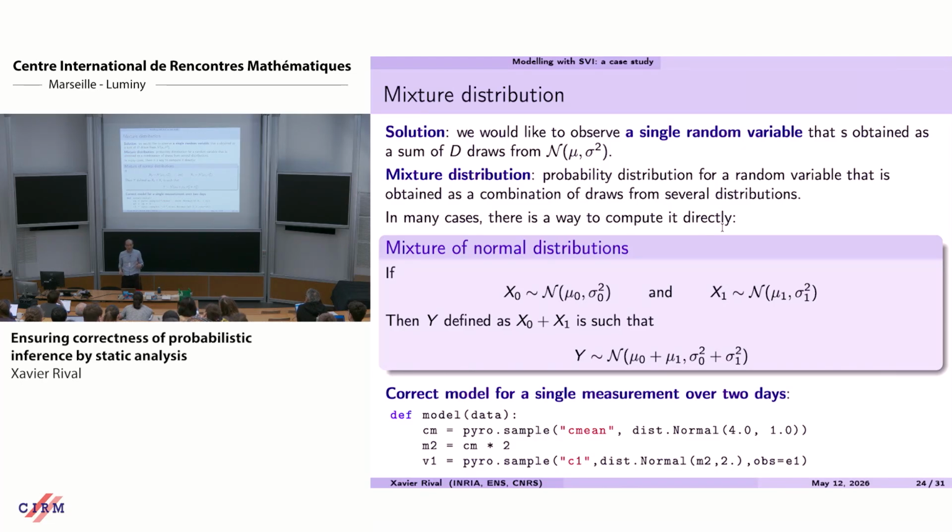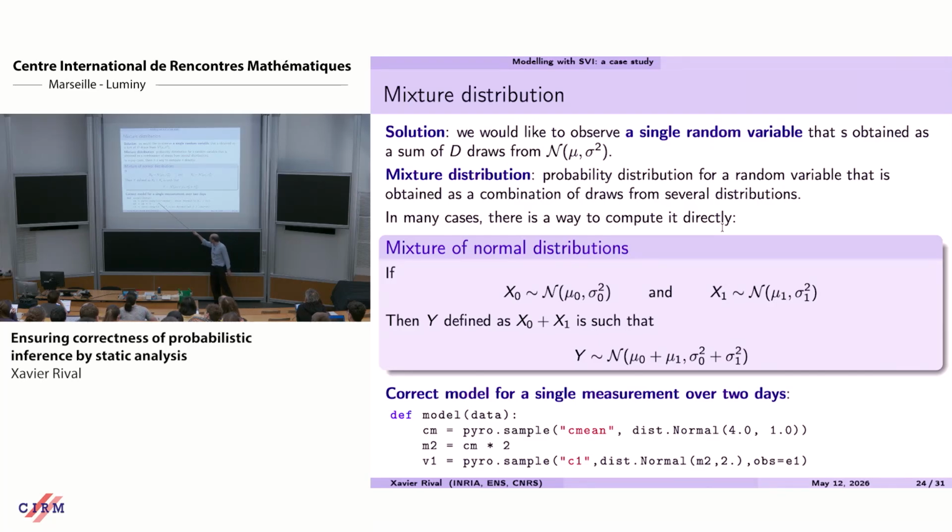So that means that if I have just one data point for 2 days, I can now make a model that works, which is the one I've written here, that will take a guess of mean, which will also be found in the guide.